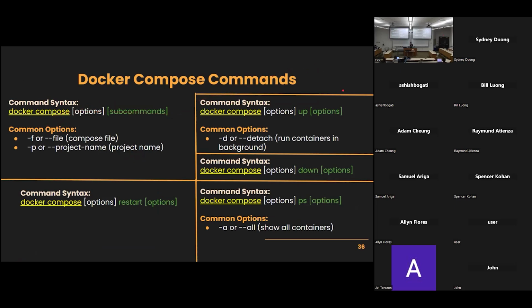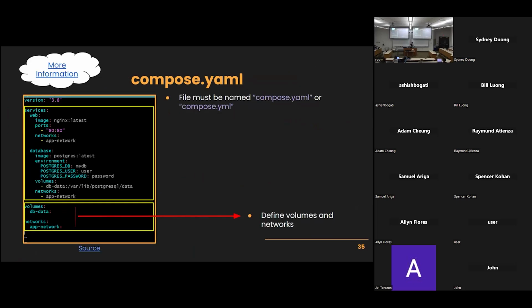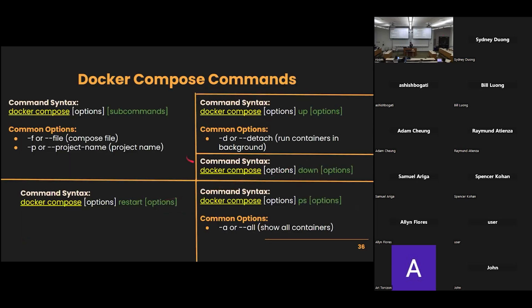The first one I like to use is always docker compose up, which basically means run all these instructions and create the containers for me. And then there's docker compose down, which basically kills all of the containers. And then there are other commands, but I would focus on these main two.